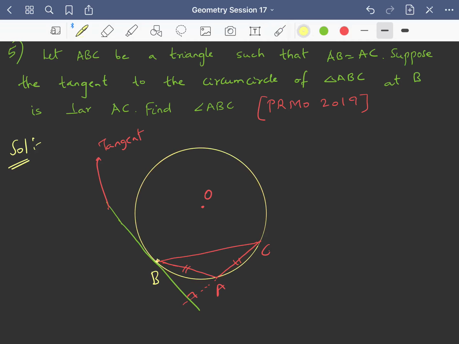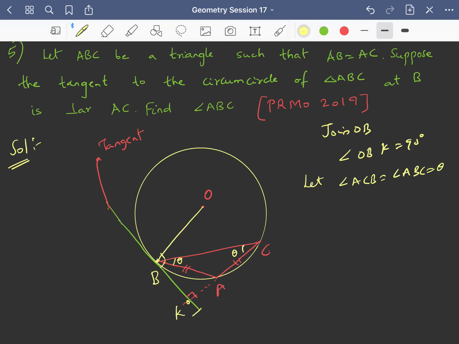So what I'm doing is I'm just joining this OB. Join OB, and let us say this point is K. So clearly angle OBK is equal to 90 degrees. Since AB is equal to AC, let this angle be theta and this angle be theta. So let angle ACB equal angle ABC equal theta.